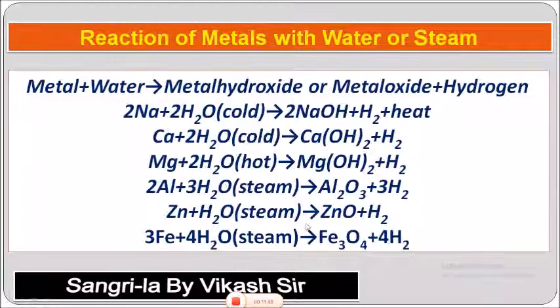Now see the reaction of metals with water or steam. As you know, when metal reacts with water, you can get metal hydroxide or metal oxide plus hydrogen. For example, sodium reacts with water to give NaOH, calcium reacts with water to give Ca(OH)2, and also aluminum reacts with water to give aluminum oxide. It means when metal reacts with water, we can get either metal hydroxide or metal oxide plus hydrogen gas. You can remember such reactions.